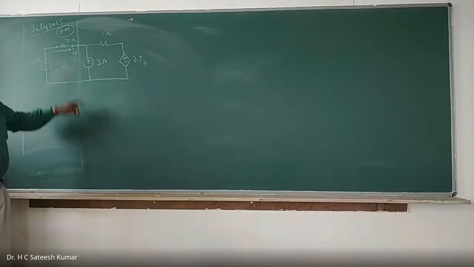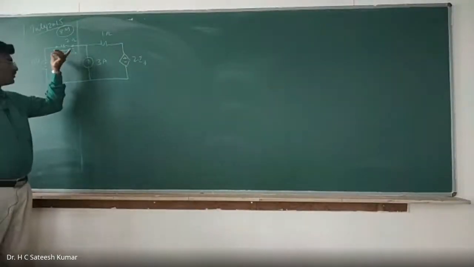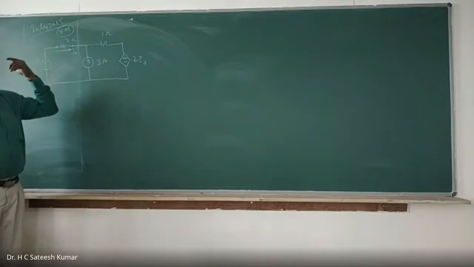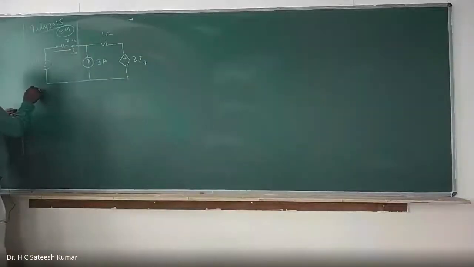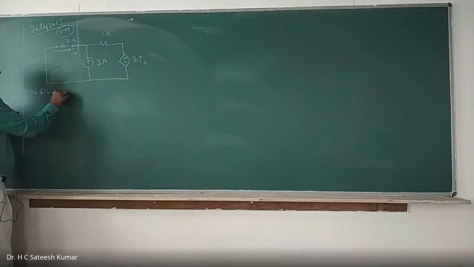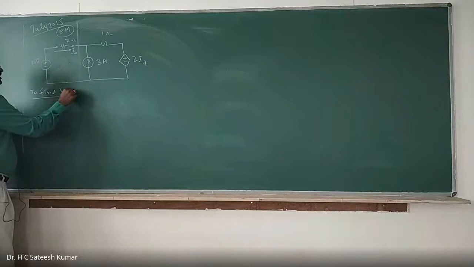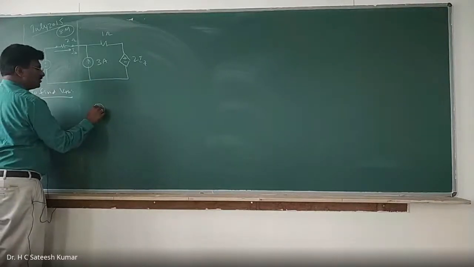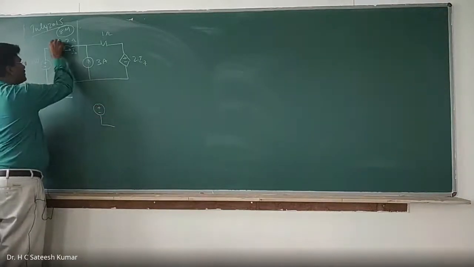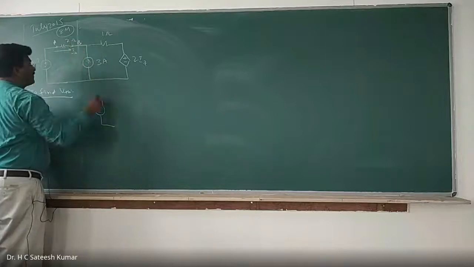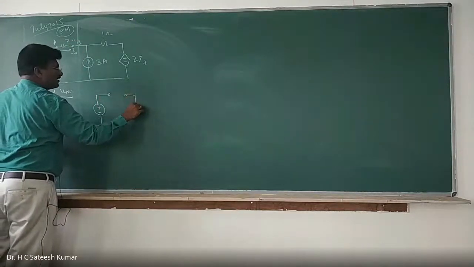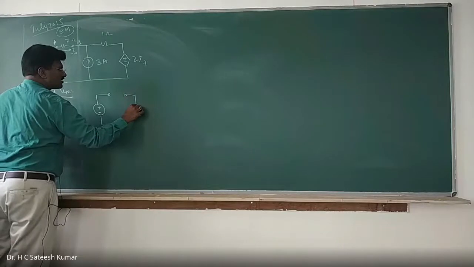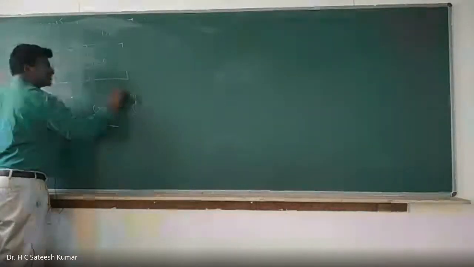So, if you want to find out the current flowing through this one, first you make it open. If you want to use the Thevenin's theorem, make it open. Therefore, to find VTH, you should rewrite the circuit diagram. Plus minus, let us call these terminals AB. Keep it open because Thevenin's theorem says that is the open circuit voltage. VTH is from this side.